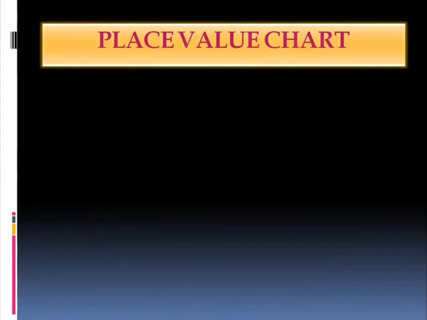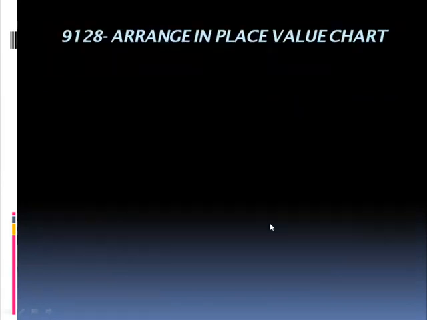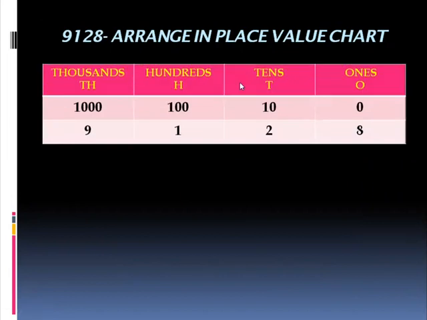How can we write a four-digit number in a place value chart? See, for a four-digit number, the place value chart has ones, tens, hundreds, and thousands. Okay, 1, 10, 100, 1,000. This is the place value chart for a four-digit number. And then see how we can arrange 9128 in a place value chart.